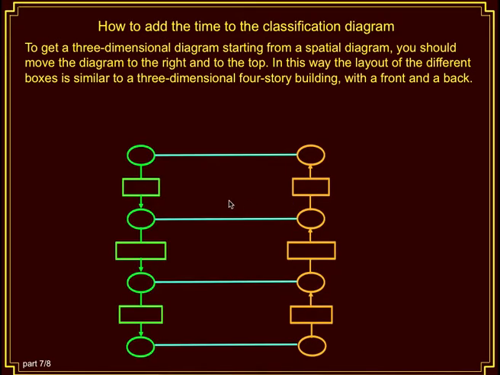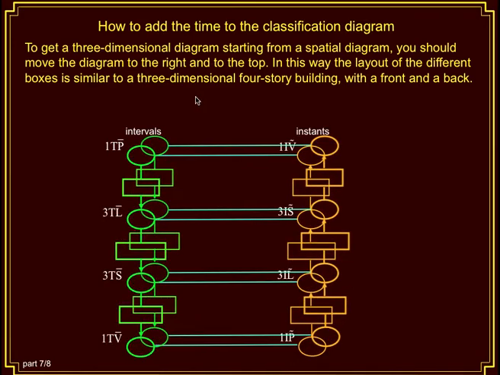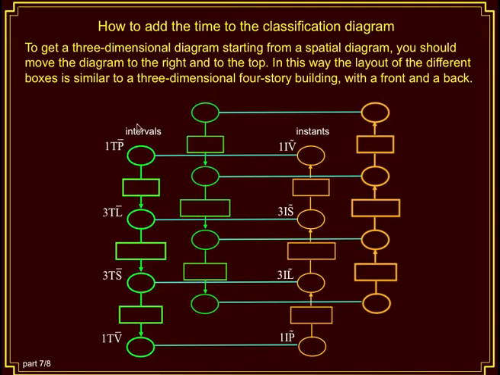How to add the time to a classification diagram? To get a three-dimensional diagram starting from a space diagram, you should move the diagram to the right and to the top. In this way, the layout of the different boxes is similar to a three-dimensional four-story building with a front and a back.